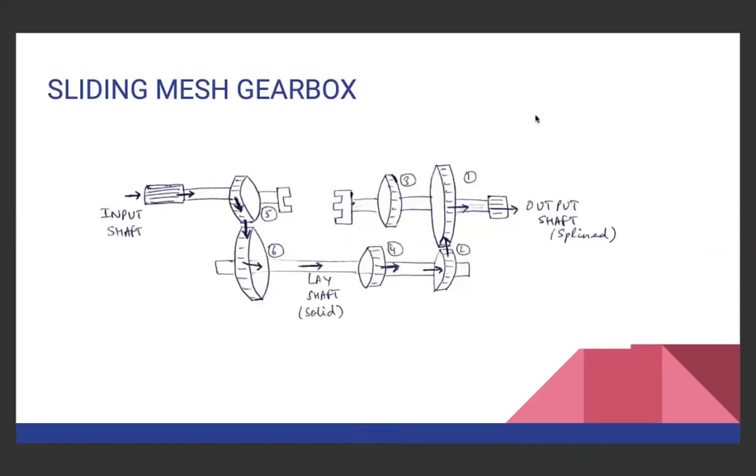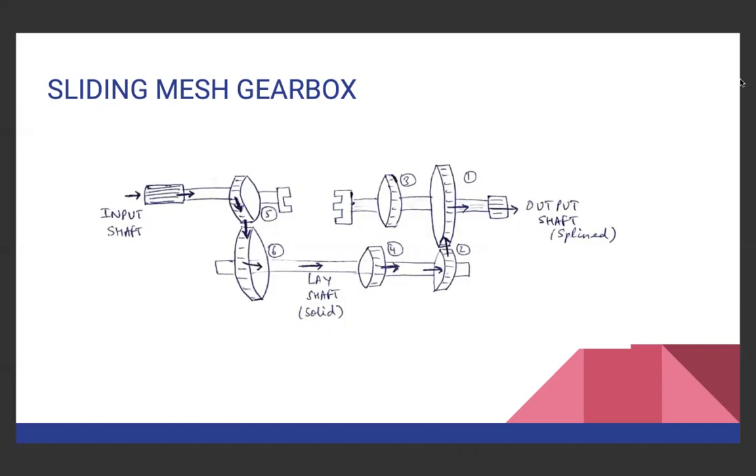So this is the schematic representation of the sliding mesh gearbox. As shown in the figure, we can see there are 3 shafts and 6 gears. The 3 shafts are the input shaft, lay shaft, and the output shaft. The output shaft is splined, which means that the gears can move left or right on it. The lay shaft, whereas, is solid. That means the gears are fixed with respect to the shaft.